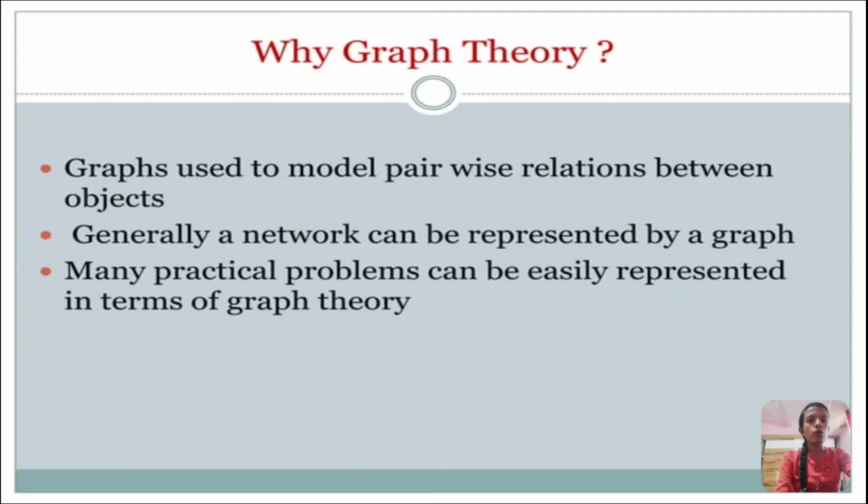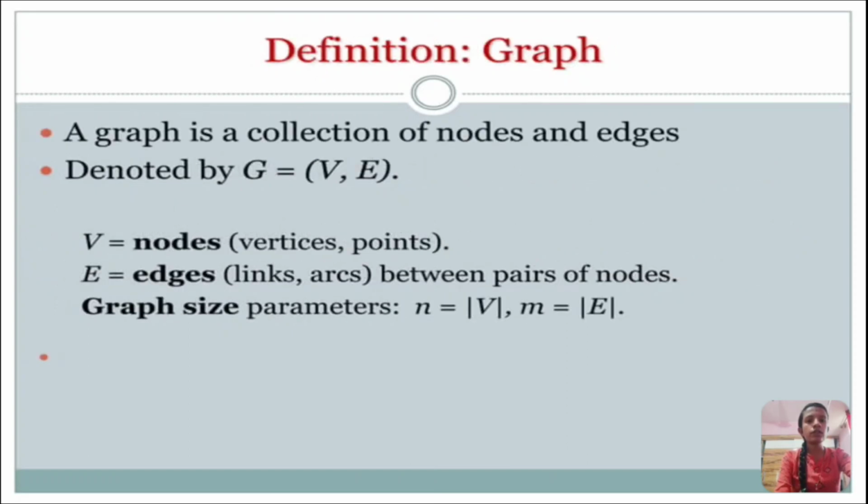Graphs are used to model pairwise relations between objects. Generally, a network can be represented by a graph. Many practical problems can be easily represented in terms of graph theory. The definition of a graph is a collection of nodes and edges denoted by G = (V, E), where V is nodes, that is vertices and points, and E is edges, that is links, arcs between pairs of nodes. Graph size parameters: n = |V| and m = |E|.